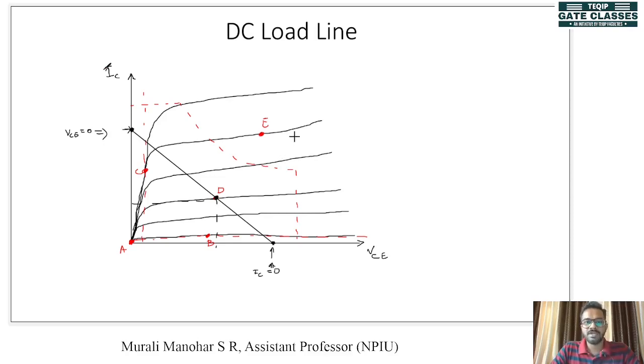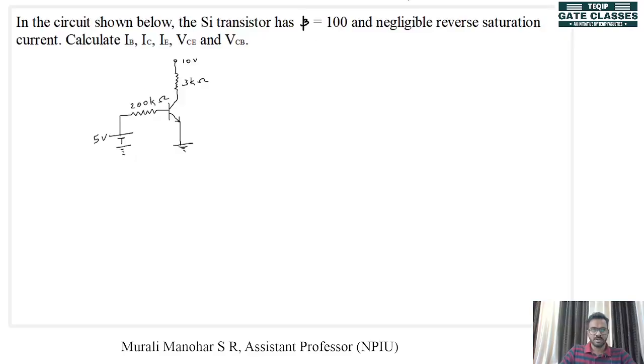Okay. Now we will discuss some problems. The theory of those problems we have already discussed in the previous lecture, and in this lecture we have to solve some problems related to the region of operation of a transistor. How to find the region of operation of a transistor. Okay. So this is our first problem. In the circuit shown below, the silicon transistor has beta equal to 100 and negligible reverse saturation current. Calculate IB, IC, IE, VCE and VCB.